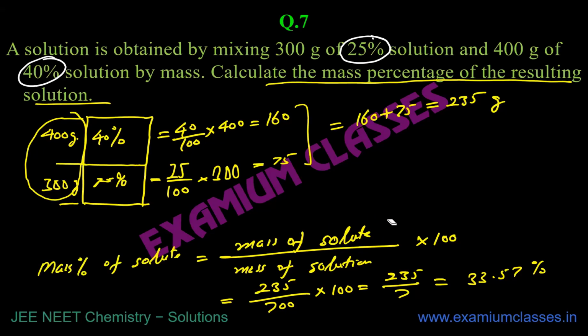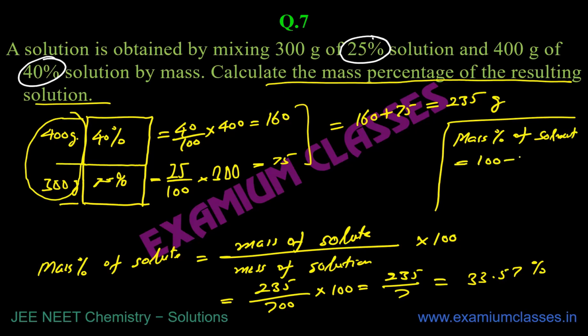Mass of solute divided by mass of solution. And mass percent of solvent, obviously subtract from 100, because percentage is always 100, the maximum percentage sums up to 100. So the mass percent of solvent is 100 minus 33.57. 100 minus 33 will give you 67, minus 57 you have to do.